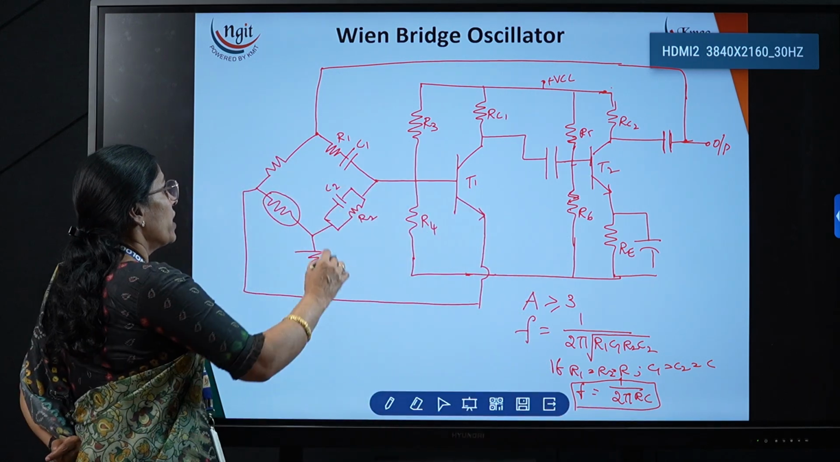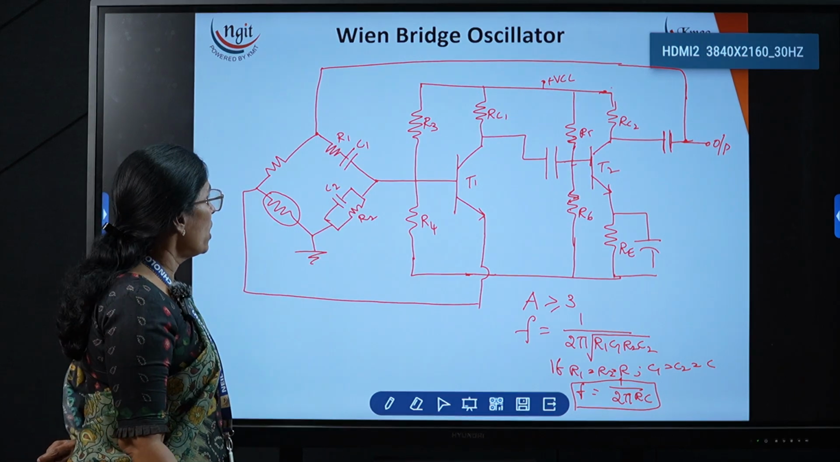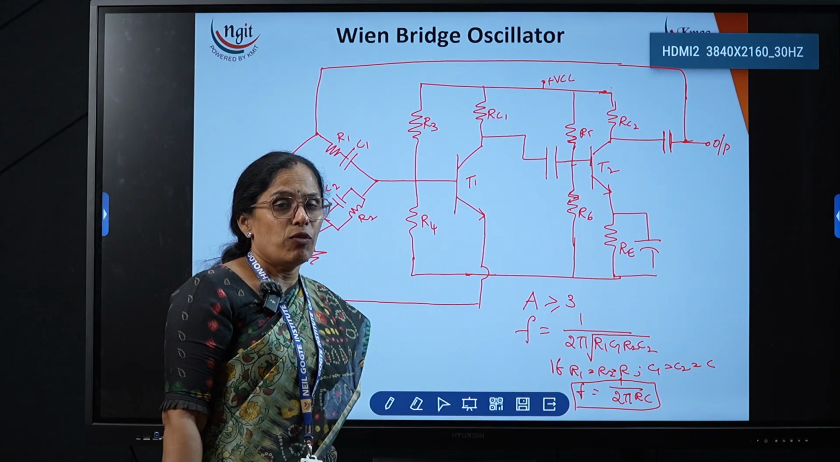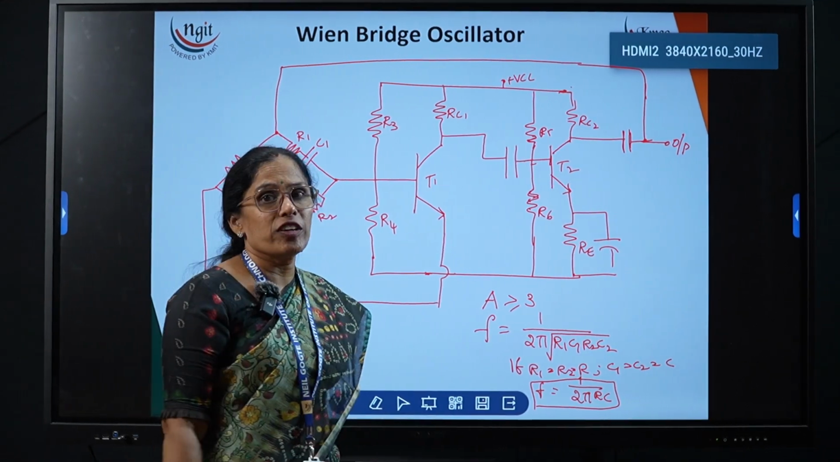Now in this, by varying any one of the components or two components, R1, R2 or C1, C2, or any one of the components, we can generate a wide range of frequencies at the output. So this is about the RC oscillators.